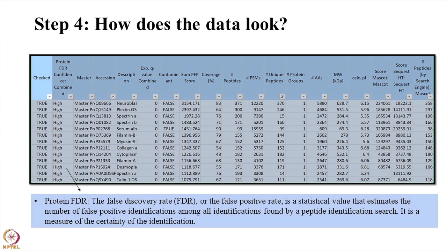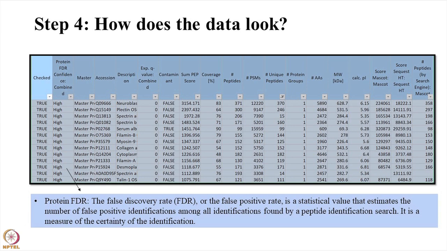The contaminant database will indicate the presence of keratin or serum albumin, which are highly abundant proteins and often are responsible for giving false positives or masking your actual protein of interest. So as you can see here in our data, we have got serum albumin, and the software has marked it as true, while for all the other proteins it is false. In the case of serum albumin it has marked true, so you can remove this kind of protein in your subsequent analysis.